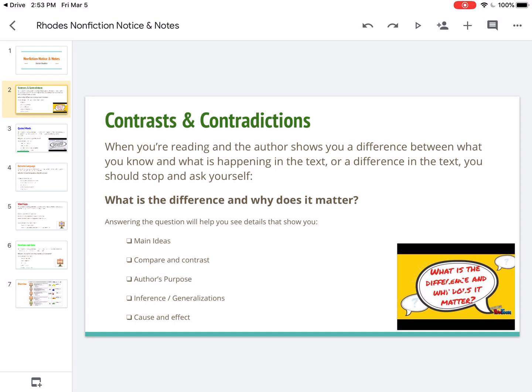What's the difference? You need to ask yourself, what's the difference and why does it matter? So if you answer these questions, it should help you see the details that show you the following. What's the main idea? Compare and contrasts, the author's purpose, making inferences or generalizations, and cause and effect.